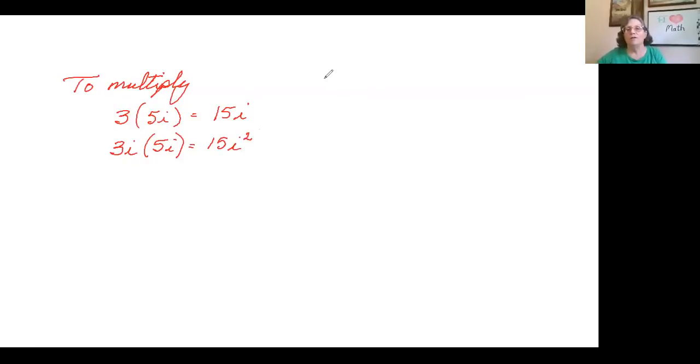But remember that since i is the square root of negative 1, then i squared is going to be the square root of negative 1 squared. When you square a square root, they cancel out. And so i is the only thing you can square and get a negative answer. So 15i squared is the same thing as 15 times negative 1, which will change that to a negative 15.